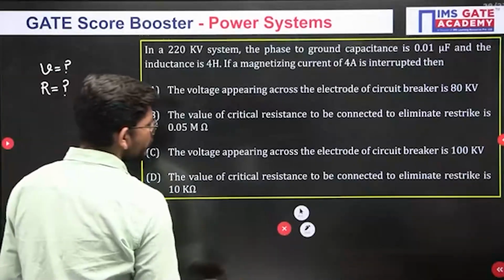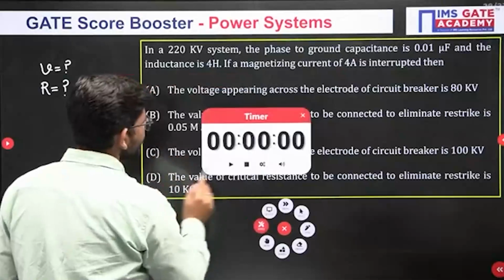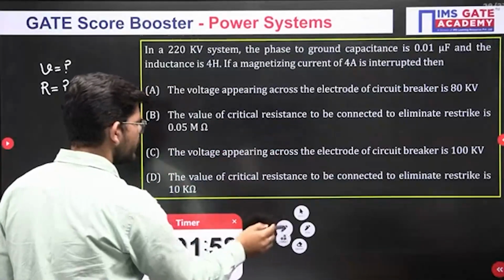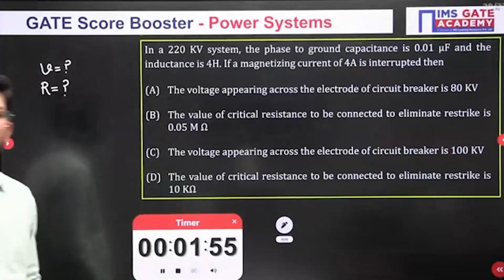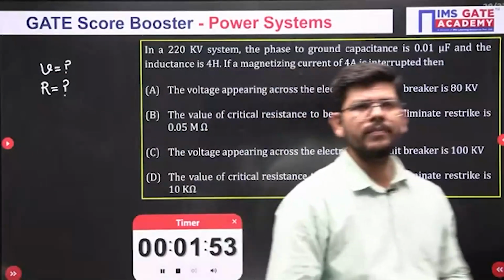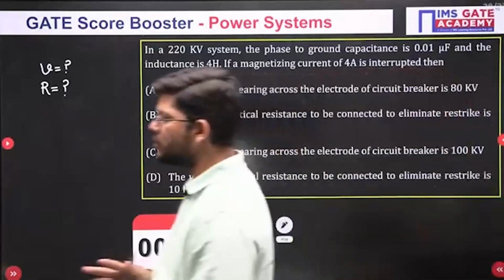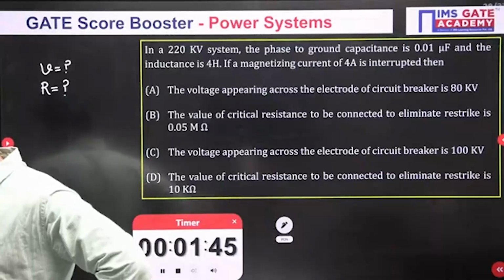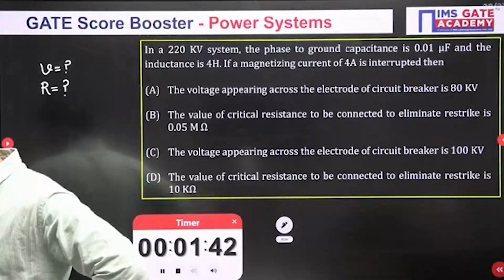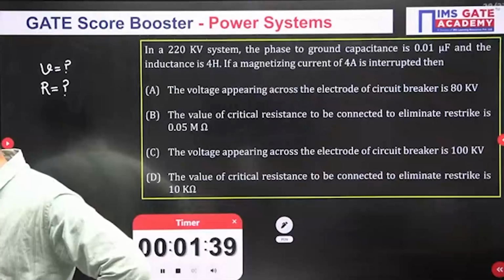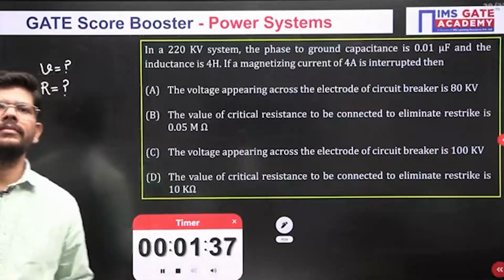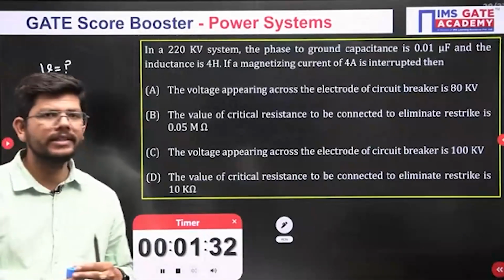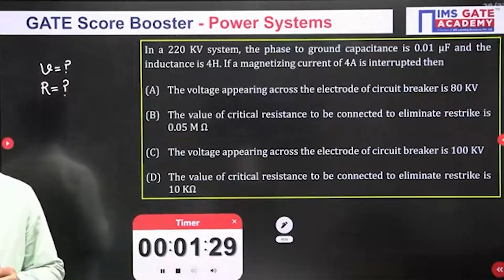Now we have two very popular formulas related to this, and this is a kind of MSQ question in which they have asked everything about circuit breakers. So let me see, are you aware of the required formulas to solve this question? This is a very good MSQ question. Come on guys, I hope that everybody is aware of the formula required to solve this question.